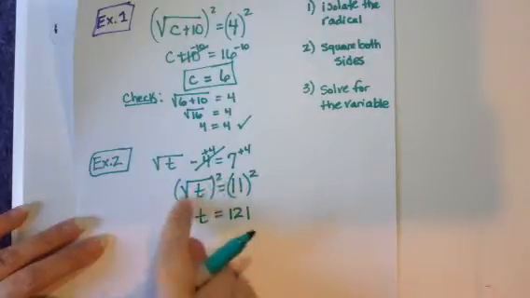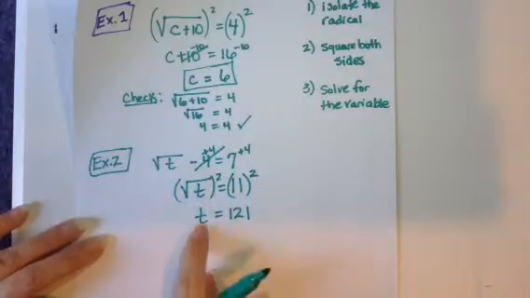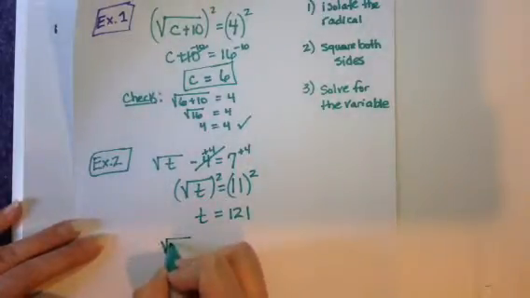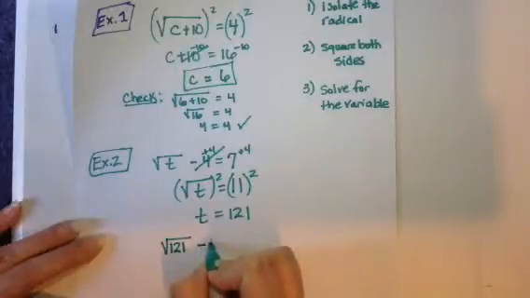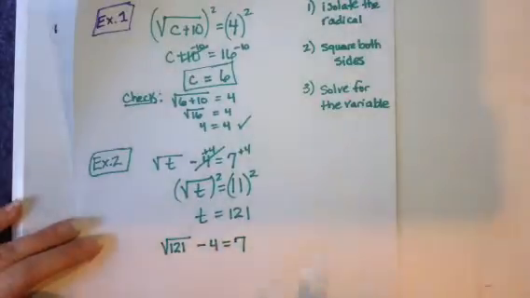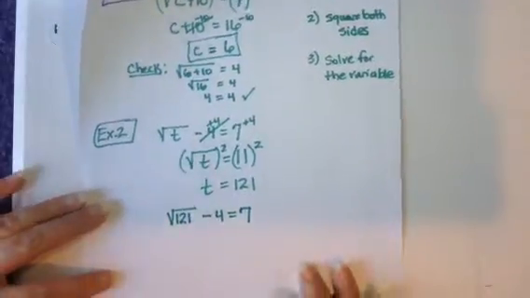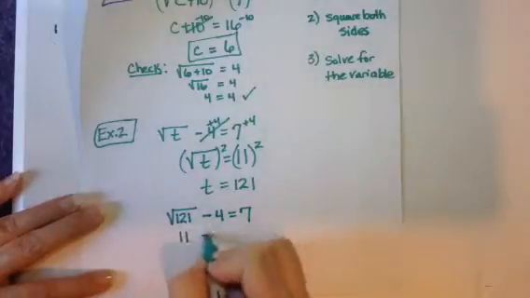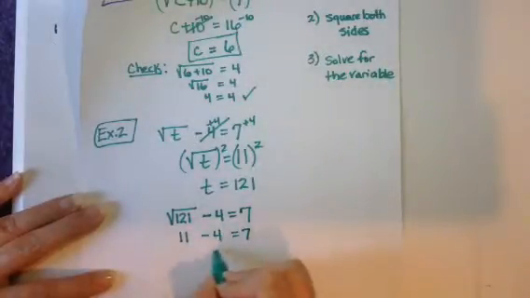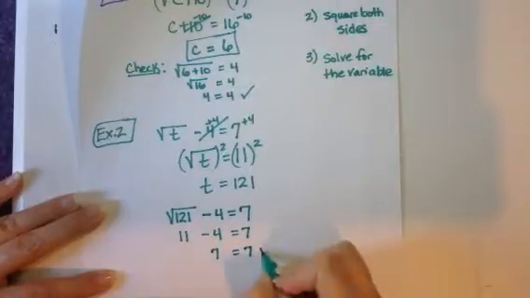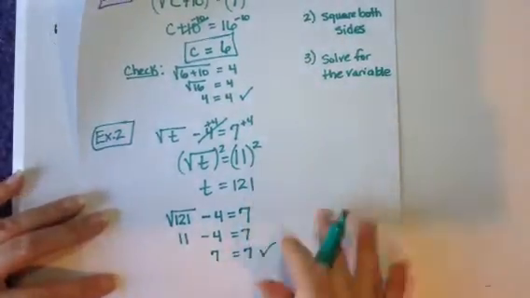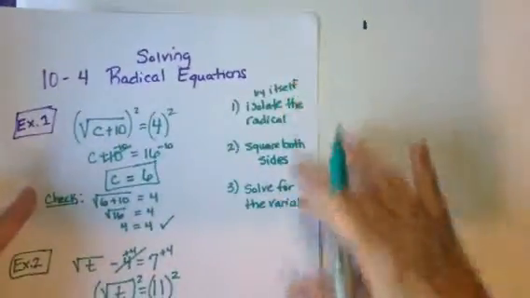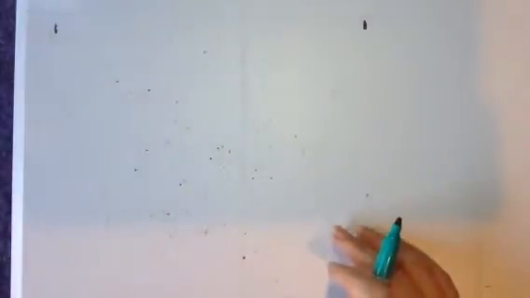Square root squared, they are inverses of each other, so they cancel each other out, leaving you with just t on this side. So I need to plug in 121 for t and check and make sure that I get the exact same thing that I started with. That they're balanced on both sides, I should say. Square root of 121 is 11, minus 4 equals 7. 11 minus 4 is 7. 7 equals 7. It works. So t equals 121 is my answer. Remember, you're going to do these 3 steps every time. Let's go to example 3.